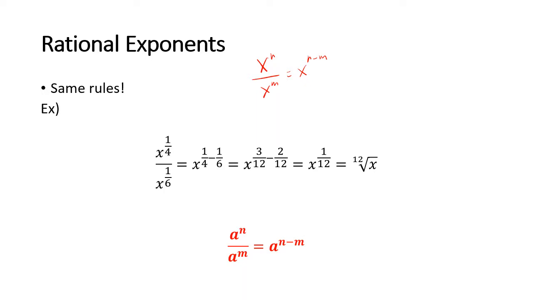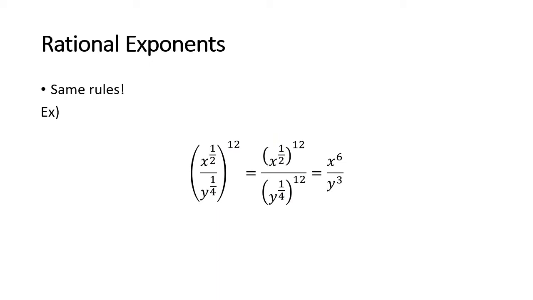So in this case, because the LCD of 4 and 6 is 12, you have to multiply the 1/4 by 3 over 3 and the 1/6 by 2 over 2 to get these products, and then you can subtract. So you get x to the 1 over 12, which can be written as the 12th root of x to the first, as we saw on the previous slide.